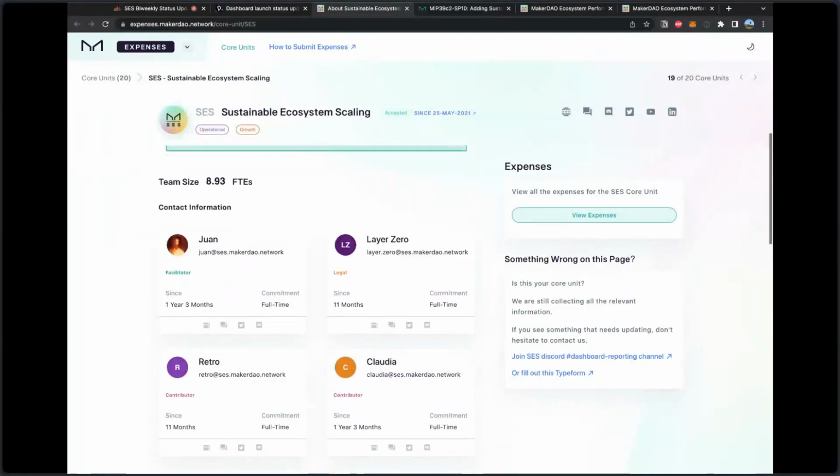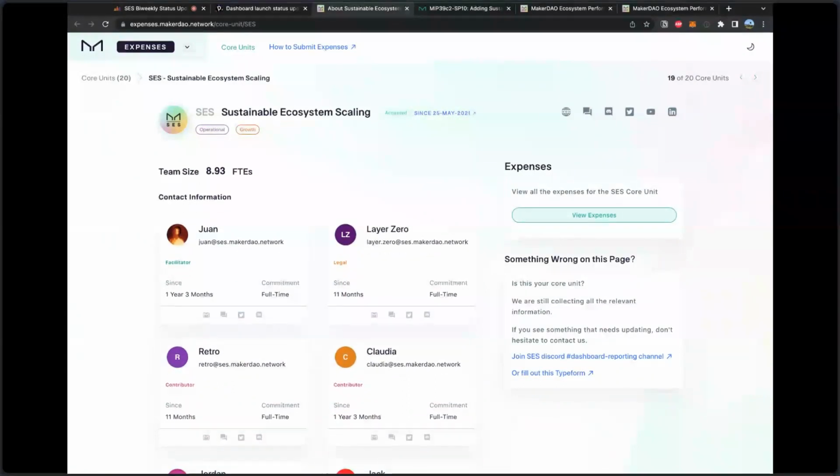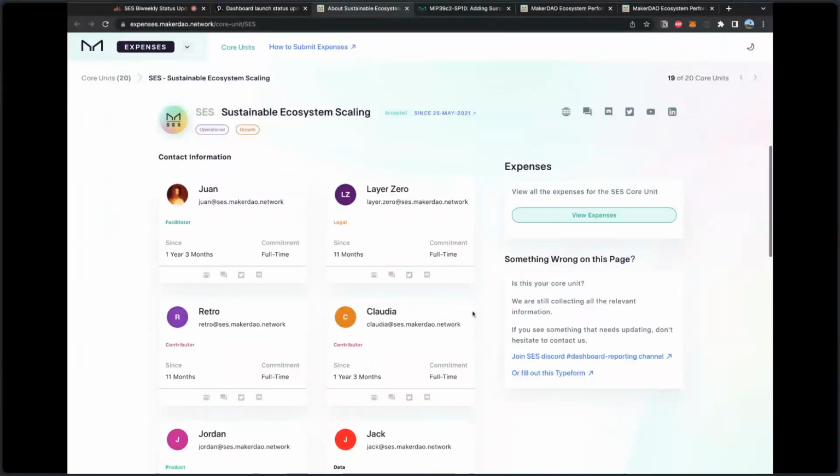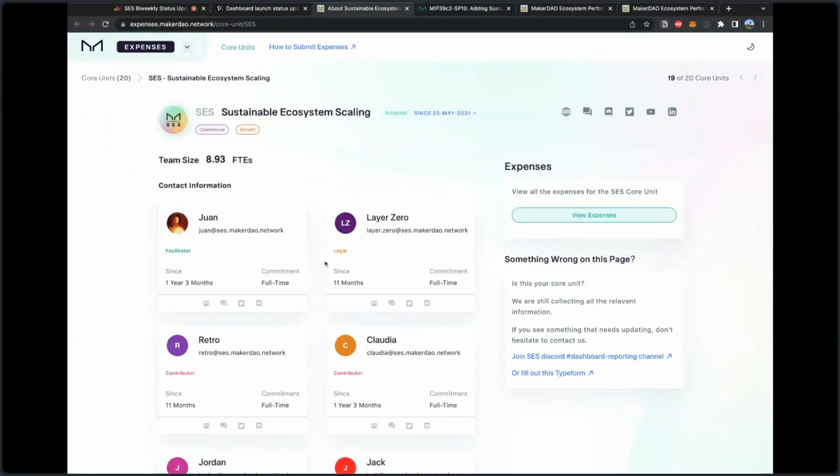And then even more specific information around the team size. Every core unit has a team size that, for now, we have just asked facilitators one-on-one to provide, so that's where it's coming from. And then again, we can get contact information for everybody who's opted in, especially the facilitator. So you can always get in touch with them to find out more, or to talk to them about specific questions you might have about their core unit or what they're working on.